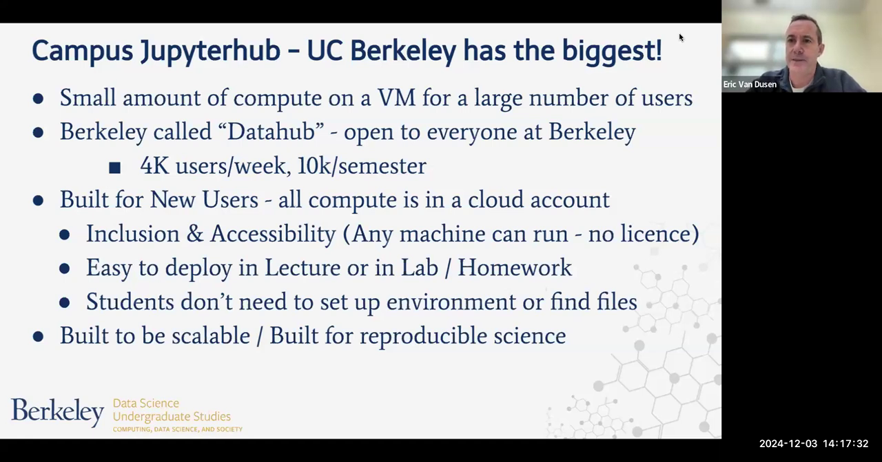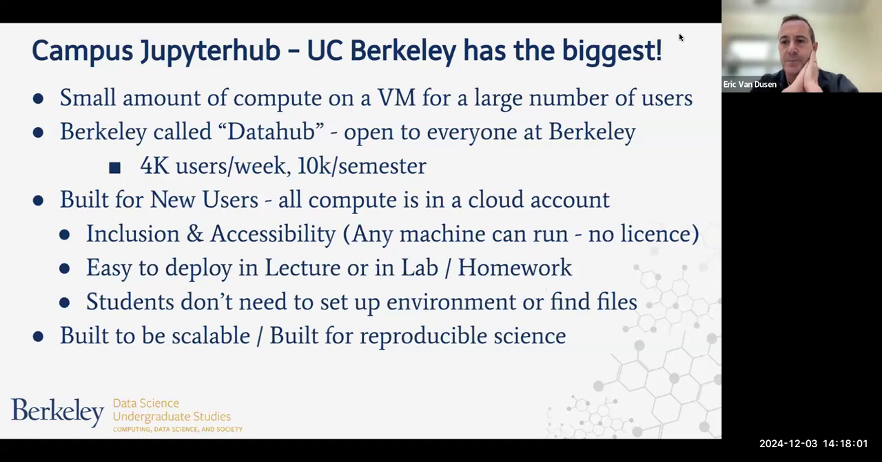One of the ways to think about this is making a very small amount of compute available on a virtual machine for a very large number of users, right? We have something like 4,000 users per week or 10,000 users per semester. And they're getting a sliver of a virtual machine just for the amount of time that they use it. And then it goes away when they're not using it, right?